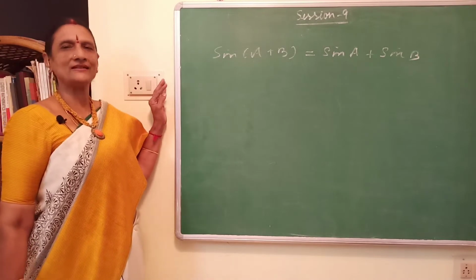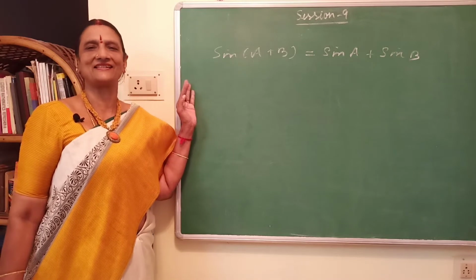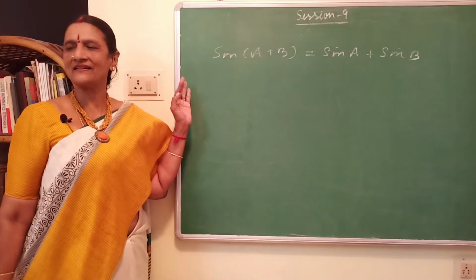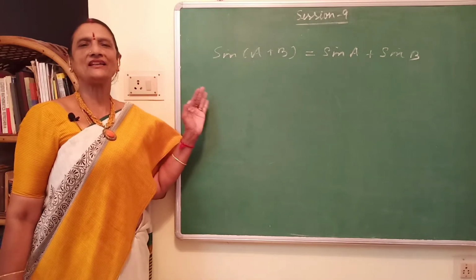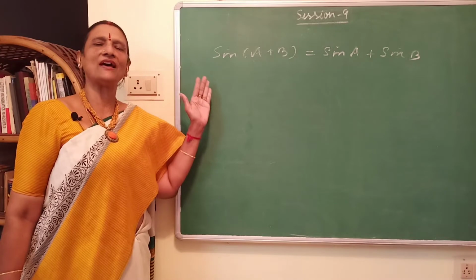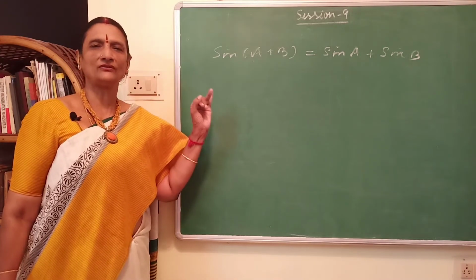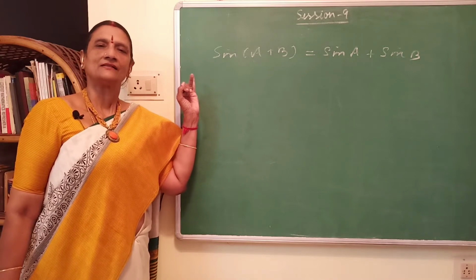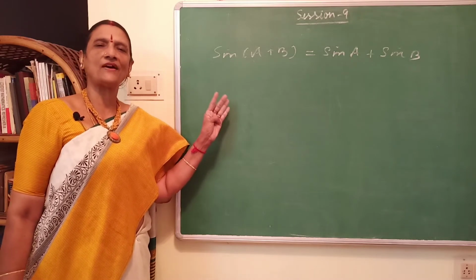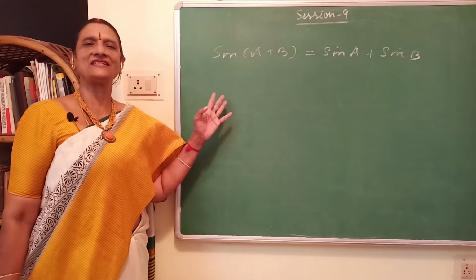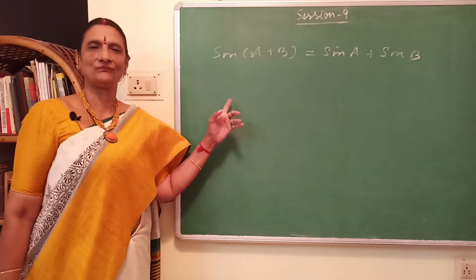Now the second question: the value of sine theta increases as theta increases. Is it true or false? Yes, it is true. Why is it true? Just consider the values: sine 0 is 0, sine 30 is half, sine 60 is root 3 by 2. What about sine 45? 1 by root 2. Sine 90 is 1. So from 0 to 1 it increases, therefore it is true.